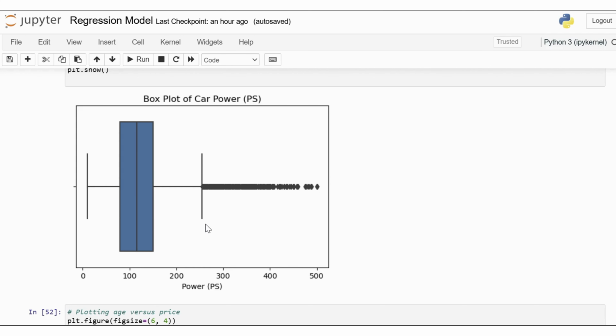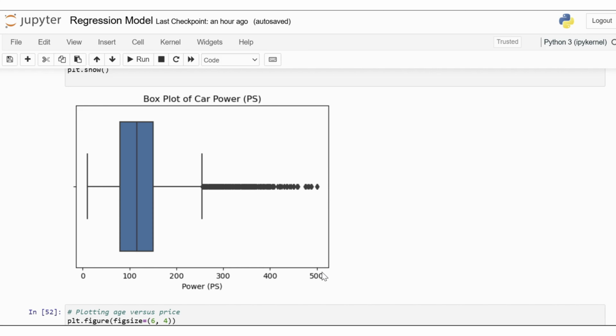showing the spread of the data. The whiskers indicate the range within which most of the data points lie, excluding outliers. And there are several outliers beyond the upper whisker, with car power values reaching up to 500 PS. These outliers indicate cars with exceptionally high power compared to the majority.